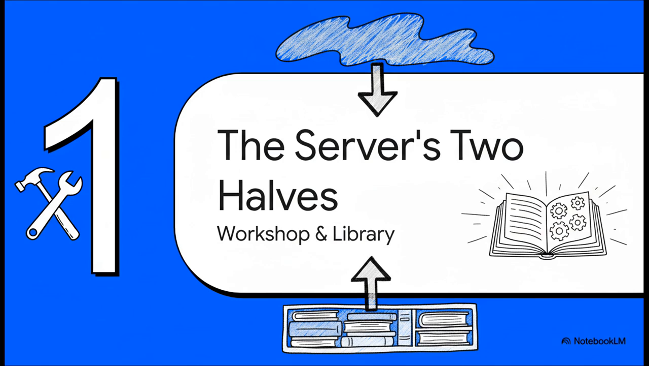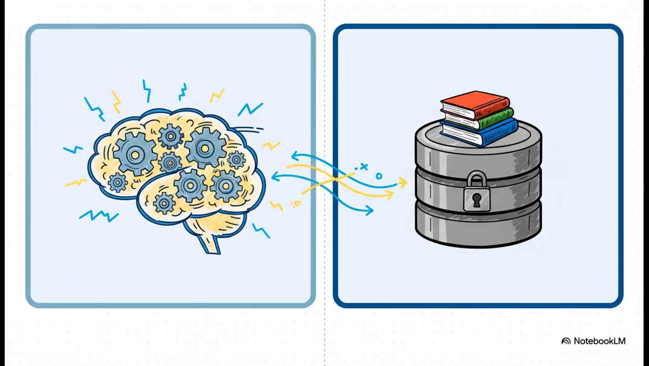All right, so to really get this, we've got to start with the most fundamental idea about an Oracle server. You see, it isn't one single thing. It's actually two very distinct parts that work together in perfect harmony. On one side, you've got the instance. The best way to think about this is like a super busy, high-speed workshop. It's active, it's fast, and it lives in your computer's temporary memory, the RAM.